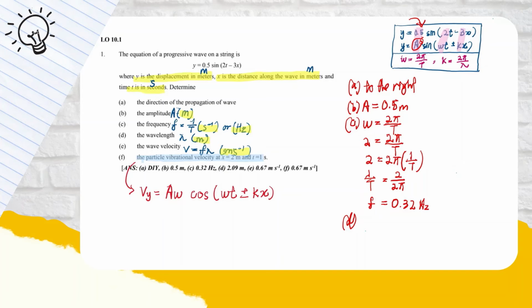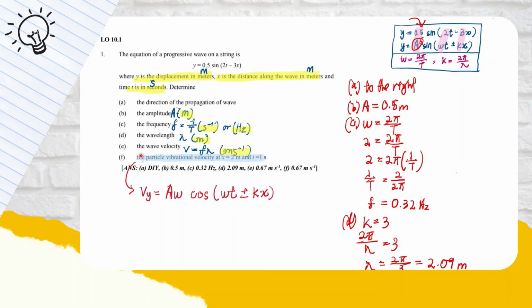We write down k is equal to 3. 2π over λ is equal to 3. So, λ is equal to 2π over 3. We use a calculator to calculate. 2π over 3 equals 2.09 meters.